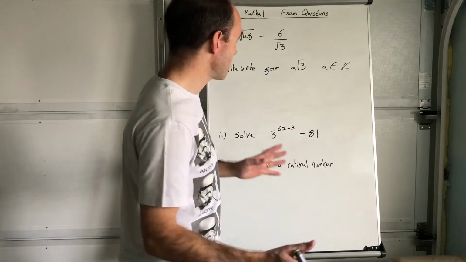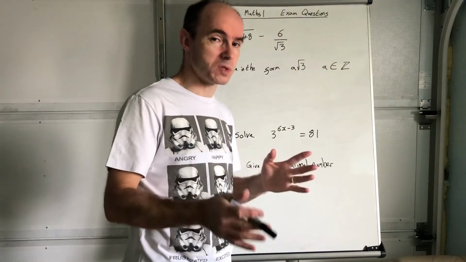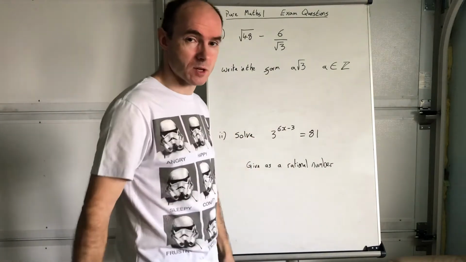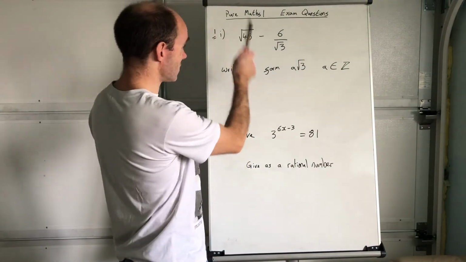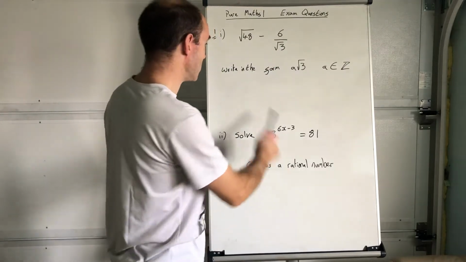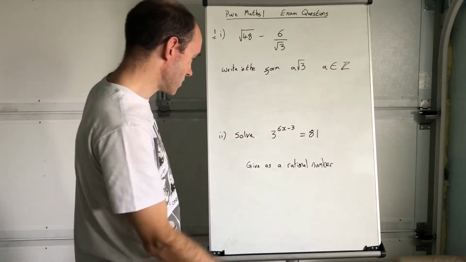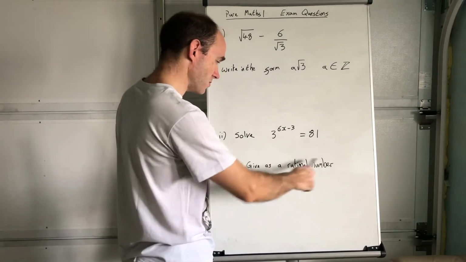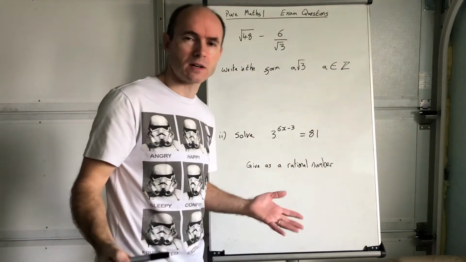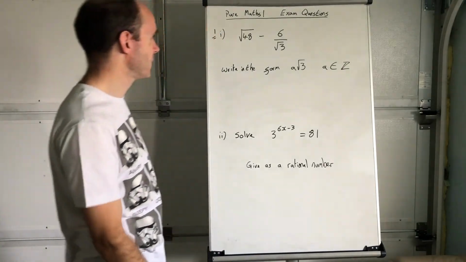Anyway, before I go through this, if you've not actually seen these questions before, maybe you pause the video as soon as you see them go up. So basically this question is to simplify root 48 subtract 6 over root 3, and write in the form a root 3, where a is an integer. And then part 2 is to solve this equation, giving your answers as a rational number. I'll go through the solution now, but you can just pause the video if you've not had a chance to work it through.